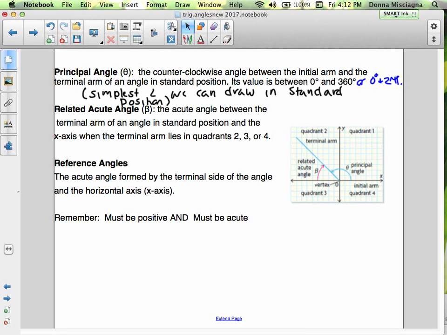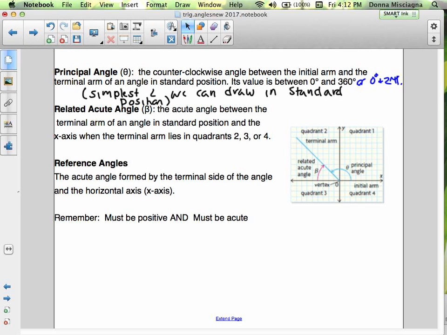We're going to use that angle to find a related acute angle. So you see the theta and the beta. If you look on the diagram on the right hand side, it shows the principal angle is the blue angle with theta on it, and the related acute angle is beta. Notice it's not starting at the initial arm, and it doesn't have to, but we have a way to figure out where it will start. It's a very special angle.